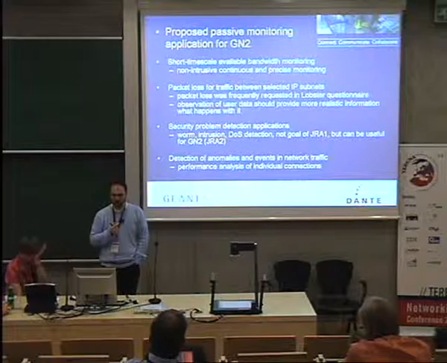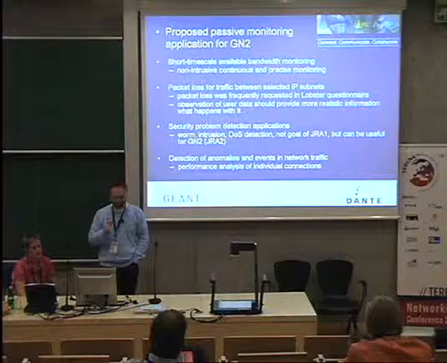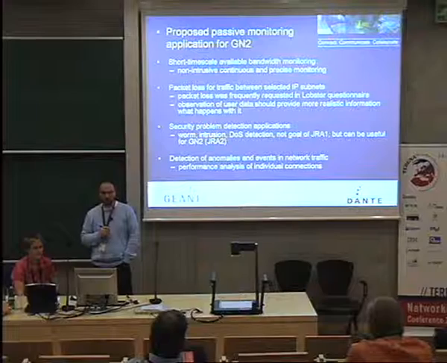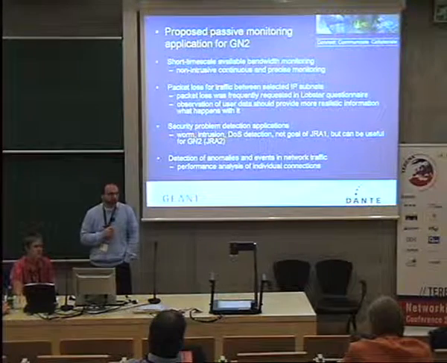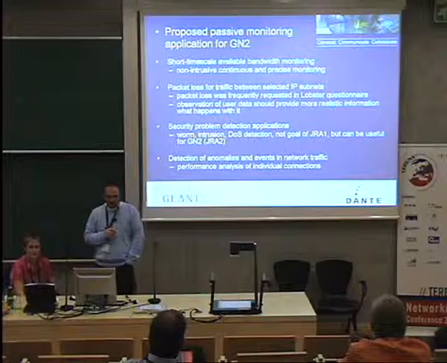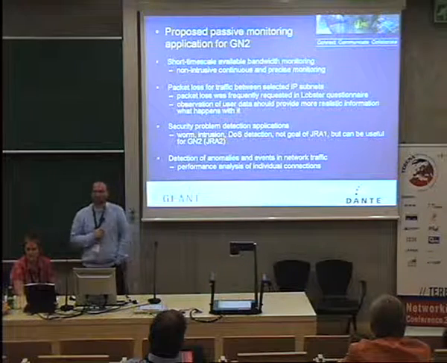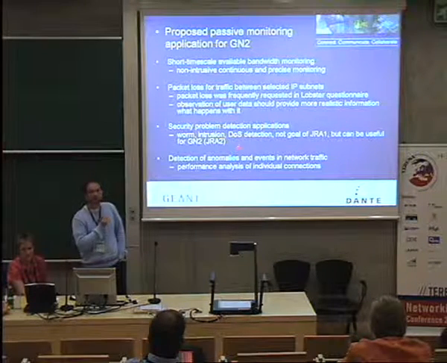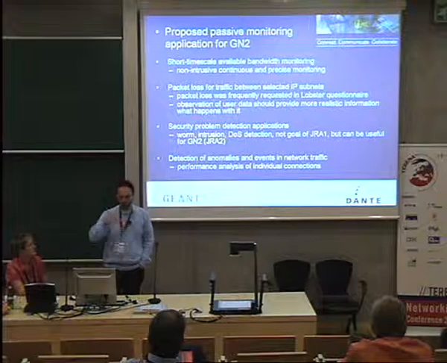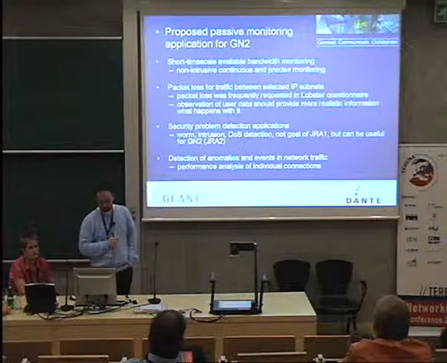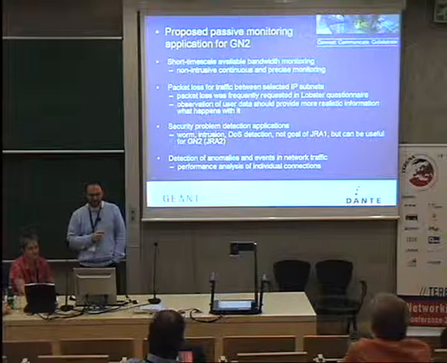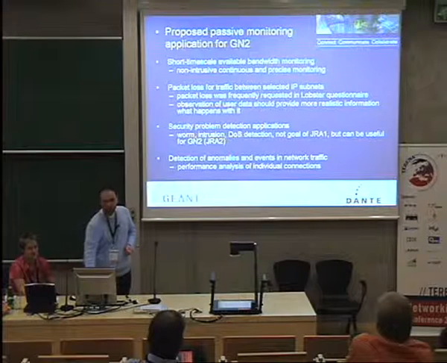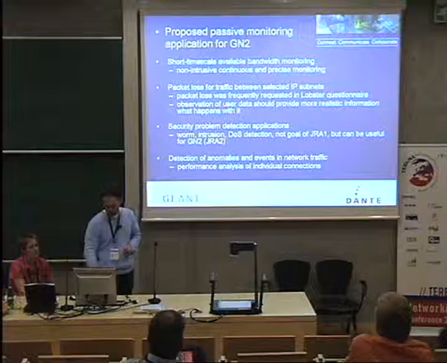The second one is the packet loss for selected flows. That's more for troubleshooting. We have observed that packet loss was something which was asked for very frequently by different people. Potentially also some detection of security problems. That's not really the goal of GRA1, but that's maybe one of the goals of GRA2 on a longer term. And there's also the detection of anomalies and events in the network. So those are the 4 areas which are foreseen as being worked on by the GN2 project right now.